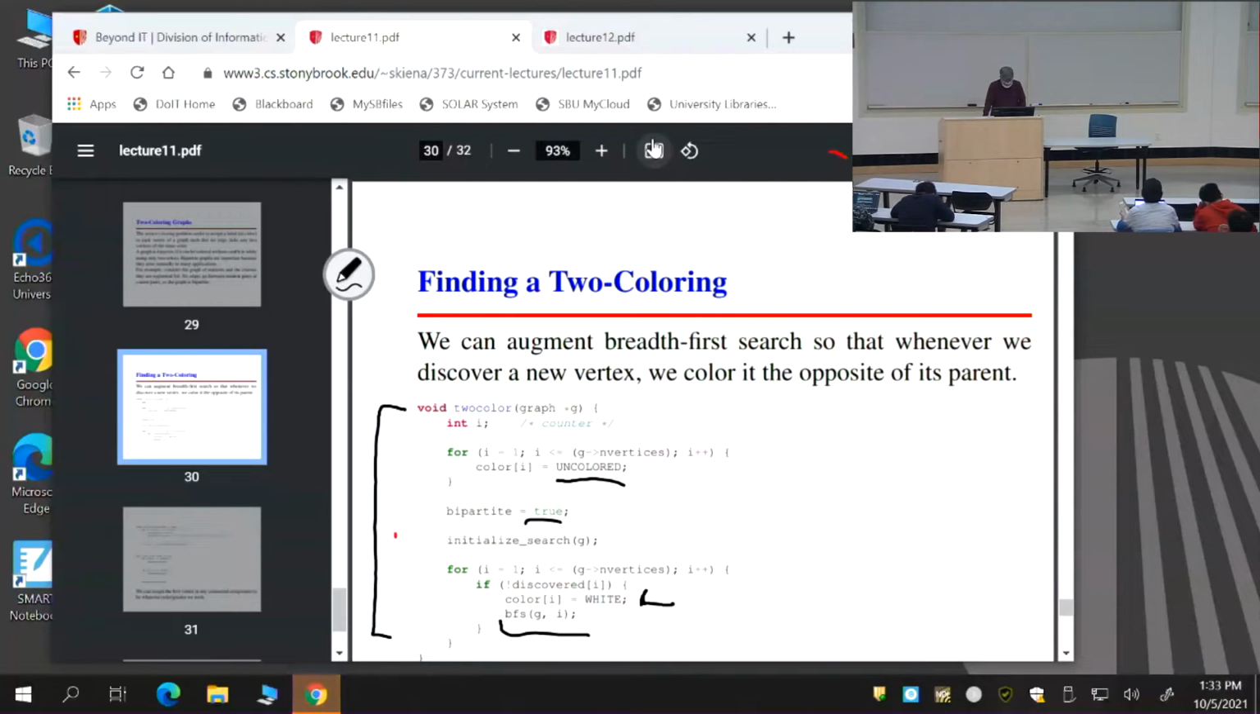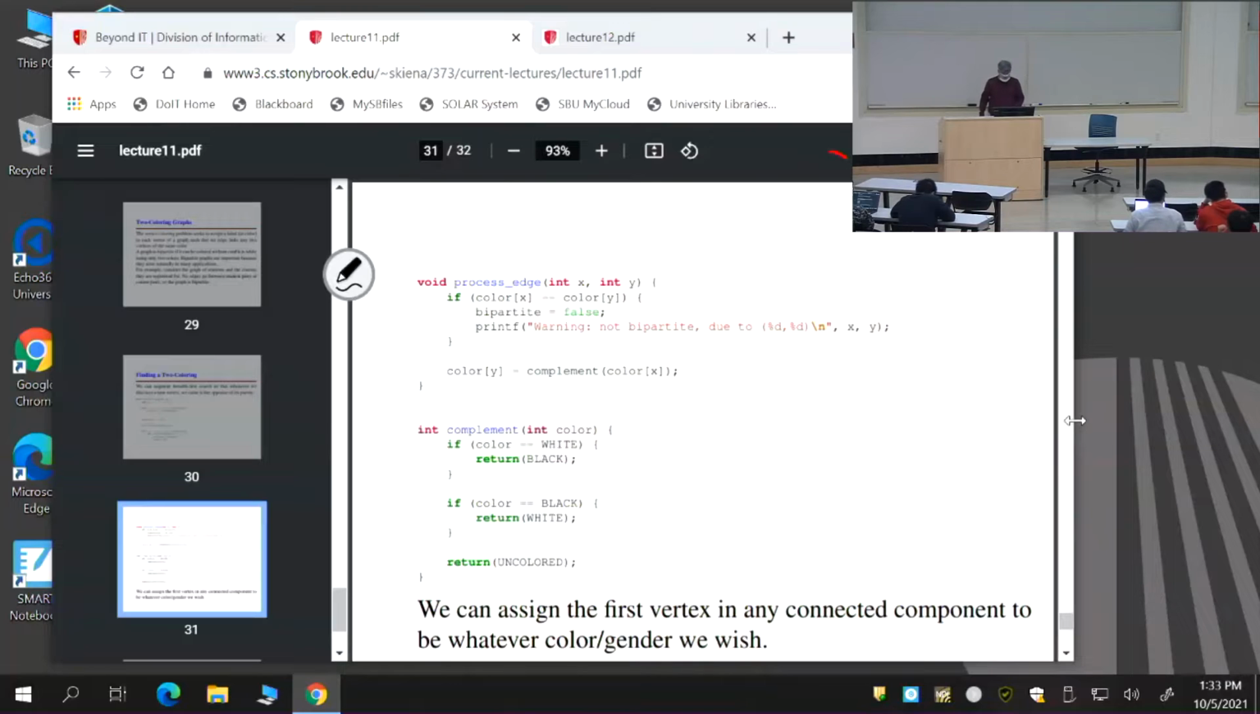That's what this is doing. What is the action within the search? Here we have to take a look at what we do when we visit an edge or visit a vertex. Whenever we visit an edge, process edge, remember, it's called the first time we visit edge XY. If we visit edge XY, what are we going to check? If the color of X is the same as the color of Y, we've got a problem. Then there's a contradiction and it's not bipartite.